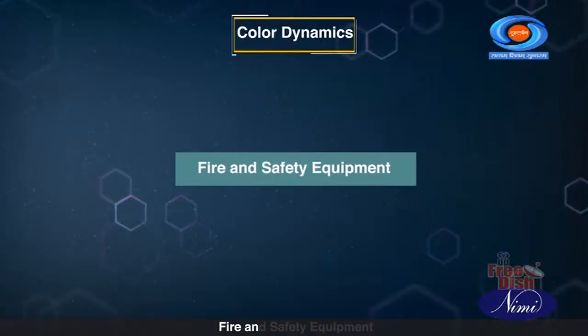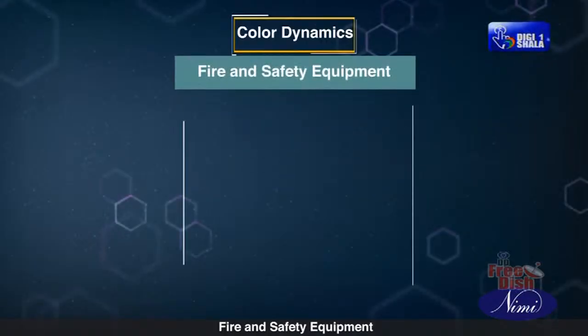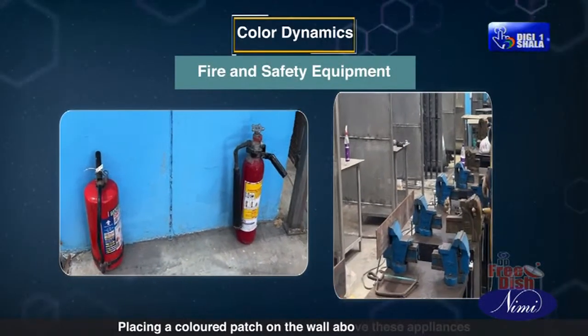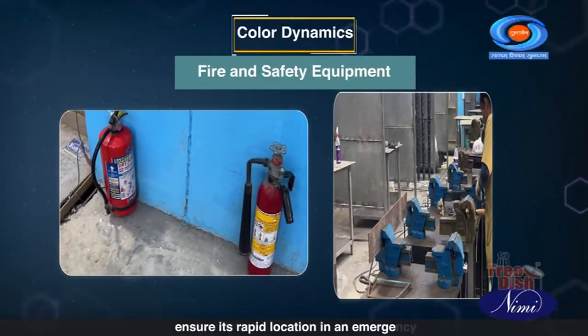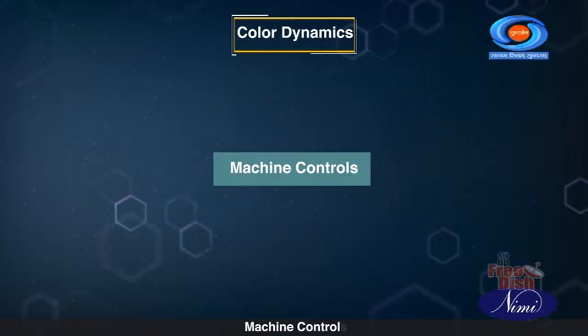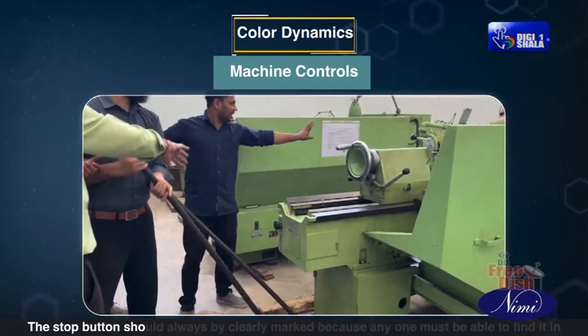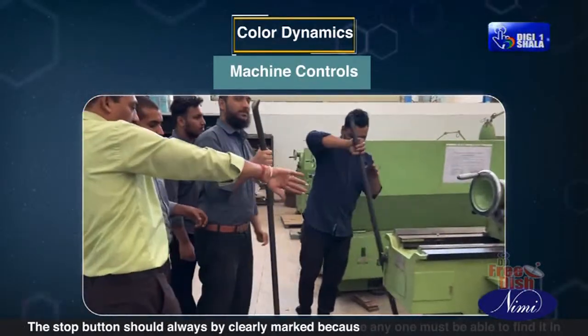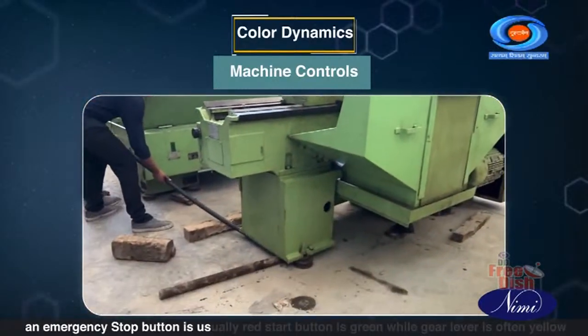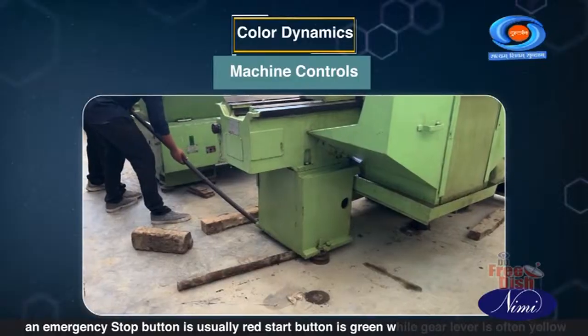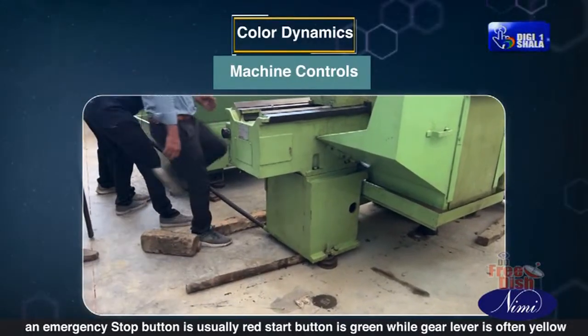Fire and safety equipment. Placing a colored patch on the wall above these appliances ensures their rapid location in an emergency. Machine controls. The stop button should always be clearly marked, because anyone must be able to find it in an emergency. Stop button is usually red, start button is green, while gear lever is often yellow.